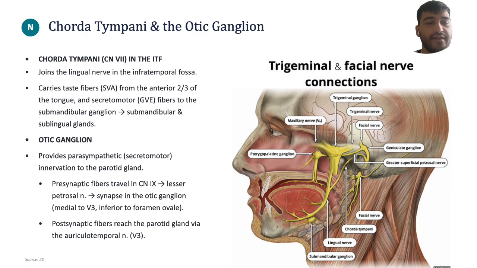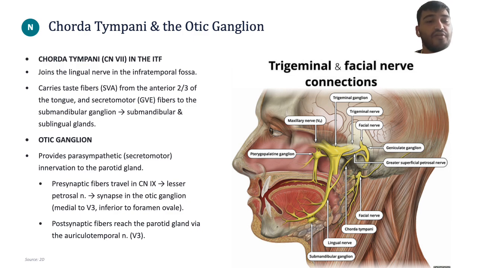And then the last thing to talk about is the chorda tympani and the otic ganglion, since those are some things that they love to talk about. So we have the chorda tympani from the facial nerve, cranial nerve 7, in the infratemporal fossa, which joins the lingual nerve. It carries SVA from the anterior 2/3 of the tongue and secretomotor GVE fibers to the submandibular ganglion, and then to the submandibular and sublingual glands.